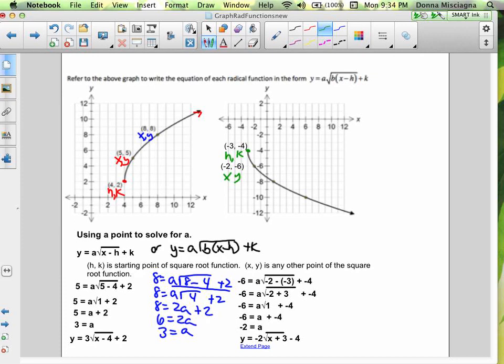y equals negative 2 times the square root of x plus 3 minus 4. And that makes sense that a should be negative, because notice it's reflected across the x-axis. It's down below the x-axis, not above.